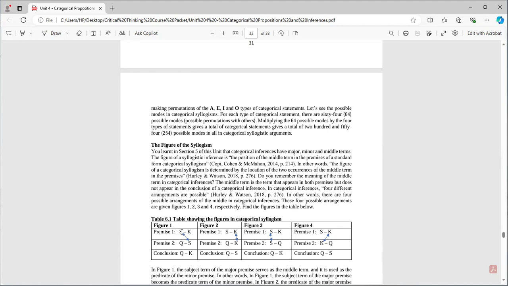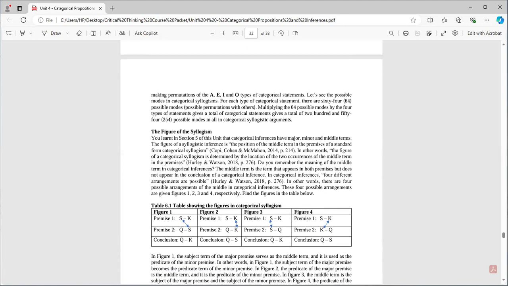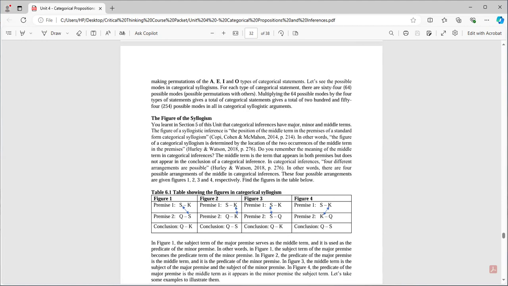So anytime it starts at the subject and ends at the predicate in the second, it is figure 1. Anytime you find the middle term being the predicate term of the first premise and the predicate term of the second premise, figure 2. Anytime the middle term is the subject term of the first premise and the subject term of the second premise, figure 3. Anytime the middle term is the predicate term of the first premise, but the subject term of the second premise, figure 4. So it's like formulas. You have to know them offhand. You have them on your fingertips.